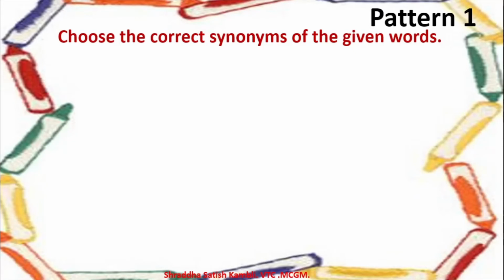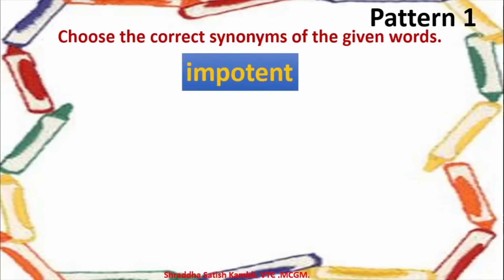Choose the correct synonyms of the given words. I would advise you to read the question properly. Pay attention closely to the question when you're reading it, instead of just trying to go for the answer. So the word is impotent. I-M-P-O-T-E-N-T, impotent. Now see, it sounds very similar to the word important, but those are 2 different words.